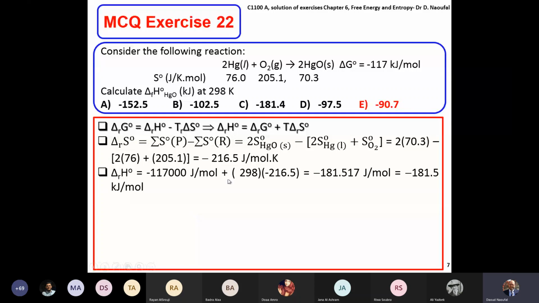Delta H0 equal delta G0 plus T delta S0. Pay attention that delta G0 is in kilojoule per mole and delta S0 is in joule per Kelvin. So you have to do the conversion of the unit to kilojoule or to joules. So we obtain delta H0 equal minus 181.5 kilojoule per mole. We have to correct this: the value is in kilojoule per mole.